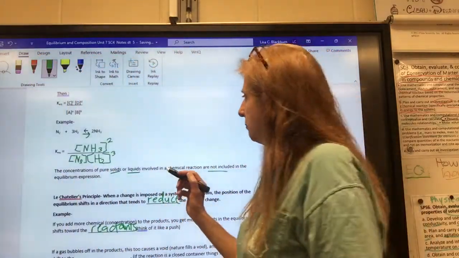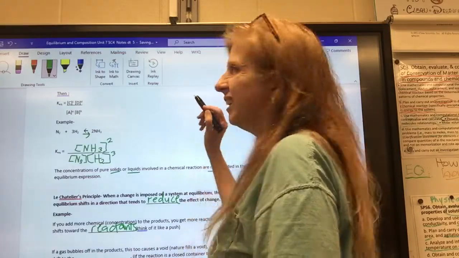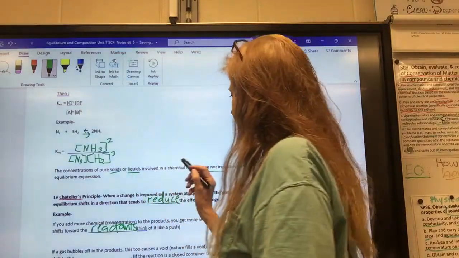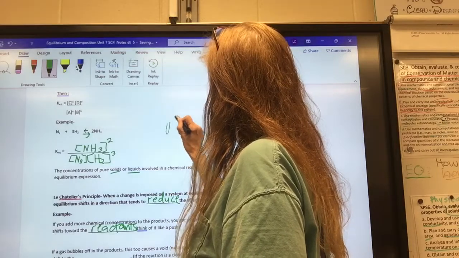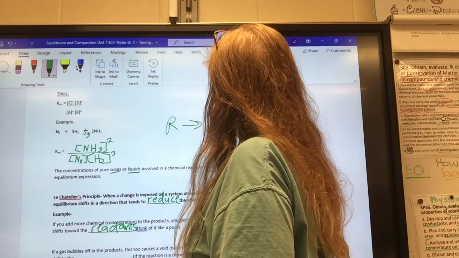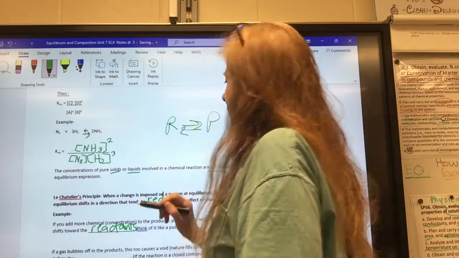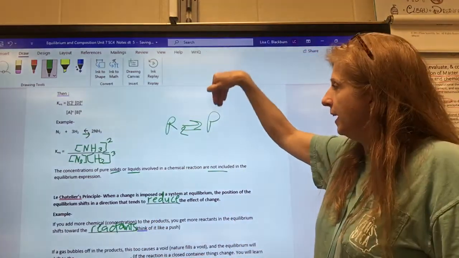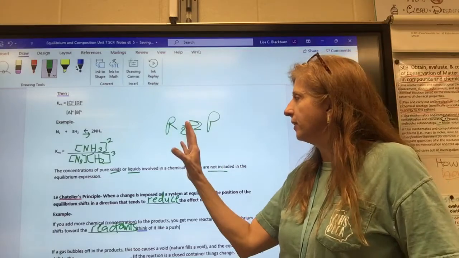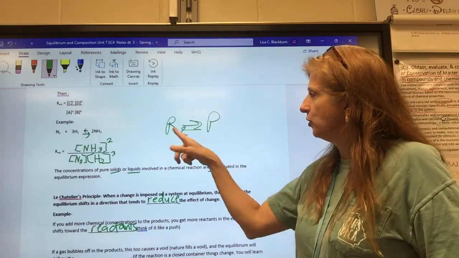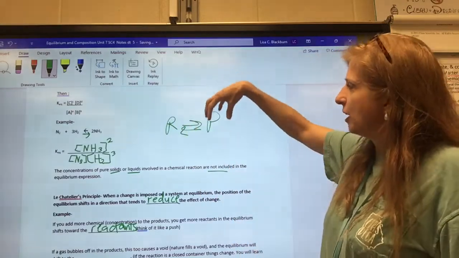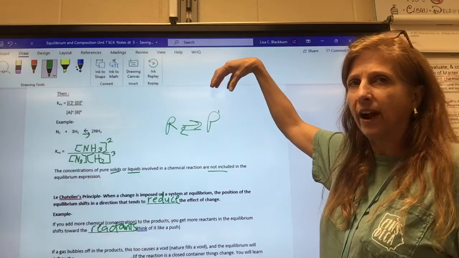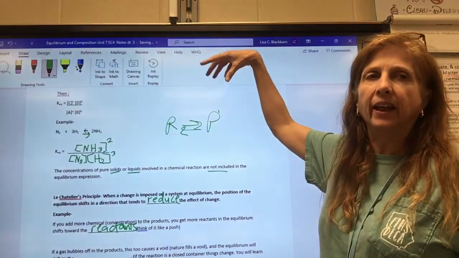Okay, so let me sort of draw this a little bit. We'll do reactants, products. Okay, so if I'm adding more products into my beaker, then it wants it to, this is a door. Okay, and so I add more products, then it's all crowded on the product side, and it doesn't like it.